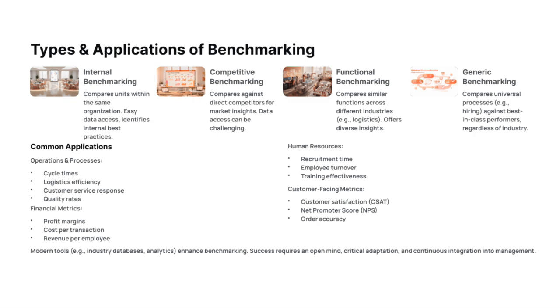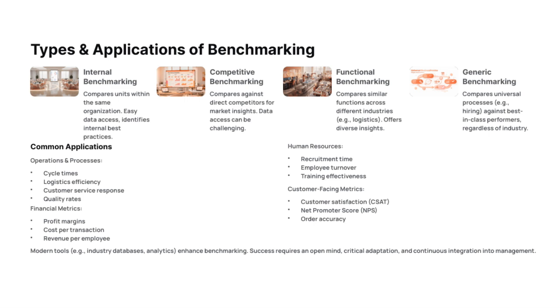When we look at customer-facing metrics, things like customer satisfaction scores, or CSAT, and Net Promoter Scores, NPS, are crucial. They tell us how our customers perceive us and how likely they are to recommend our services. Order accuracy is another key metric. It's directly tied to customer trust and loyalty.